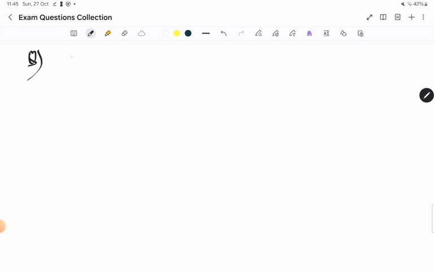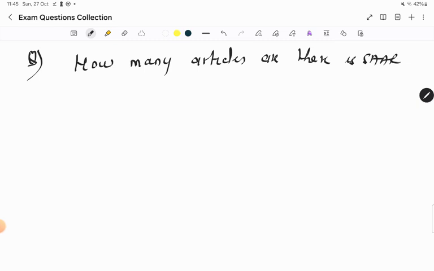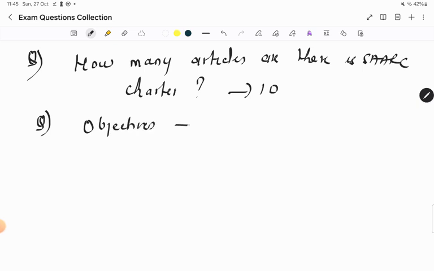Okay, so next question is, how many articles are there in Saarc Charter? How many articles are there? There are 10 articles. Okay, next, how many objectives are there in Saarc? There are 8 objectives.